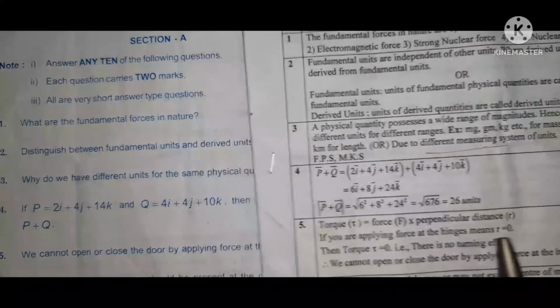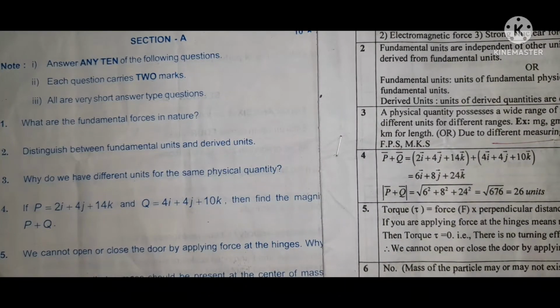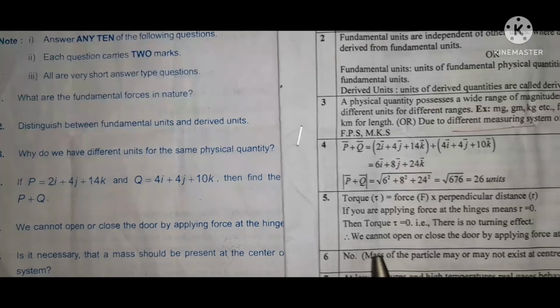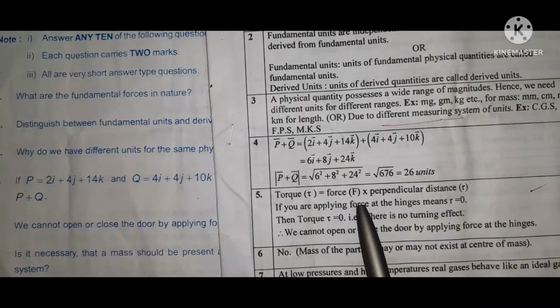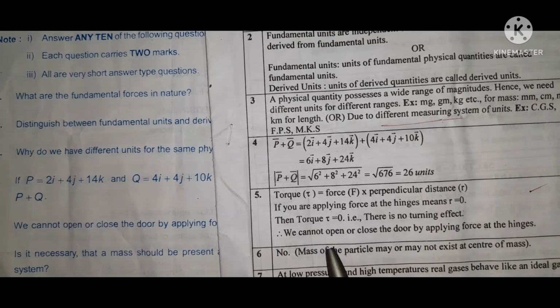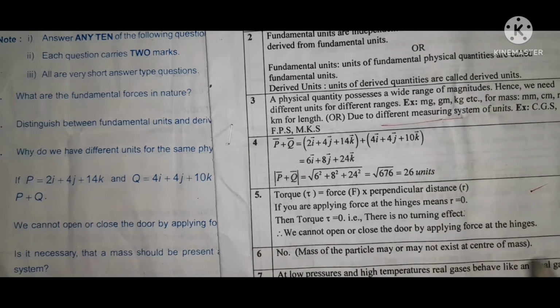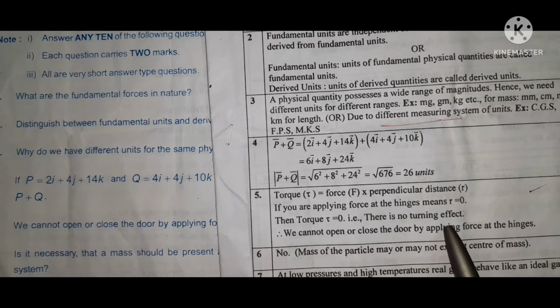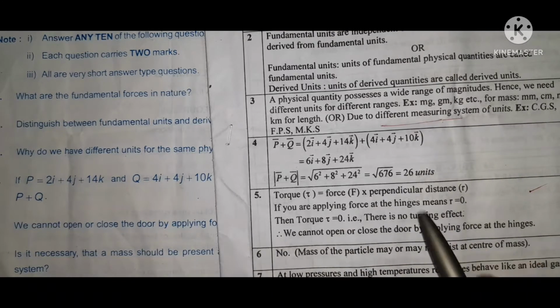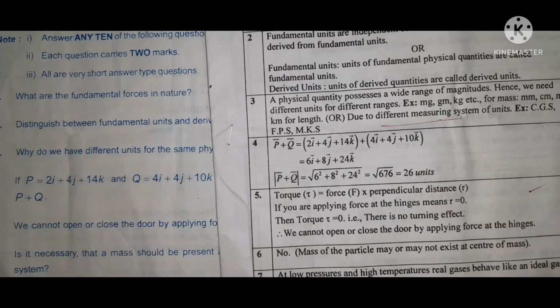Okay, next question number 5. We cannot open or close the door by applying force at the hinge. Why? For this, the answer will be like this. The torque tau is equal to force into perpendicular distance. If you are applying the force at the hinge, then r is 0. So the torque tau is equal to 0. There is no turning effect. We cannot open or close the door by applying the force at the hinge. You can also write this simply by writing tau is equal to F r sine theta, if theta is 0, like that also. No problem. Relatively, these are related. Any of these you can write. You will get the 2 marks.